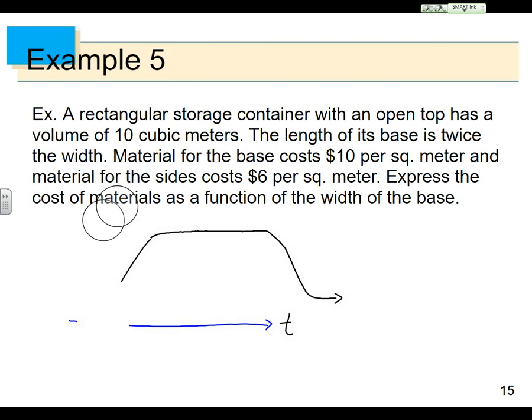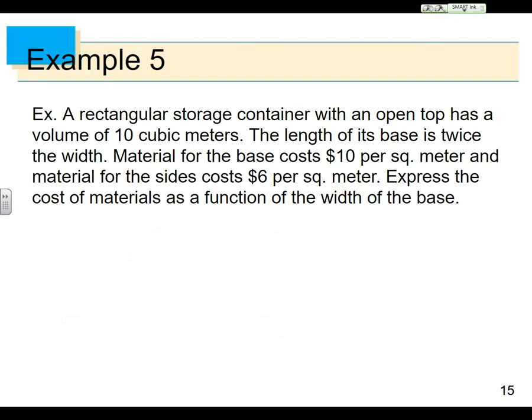All right. So that's turning a verbal into a visual. Let's turn a verbal into an actual equation. So we have a rectangular storage container. The storage container is going to have an open top.